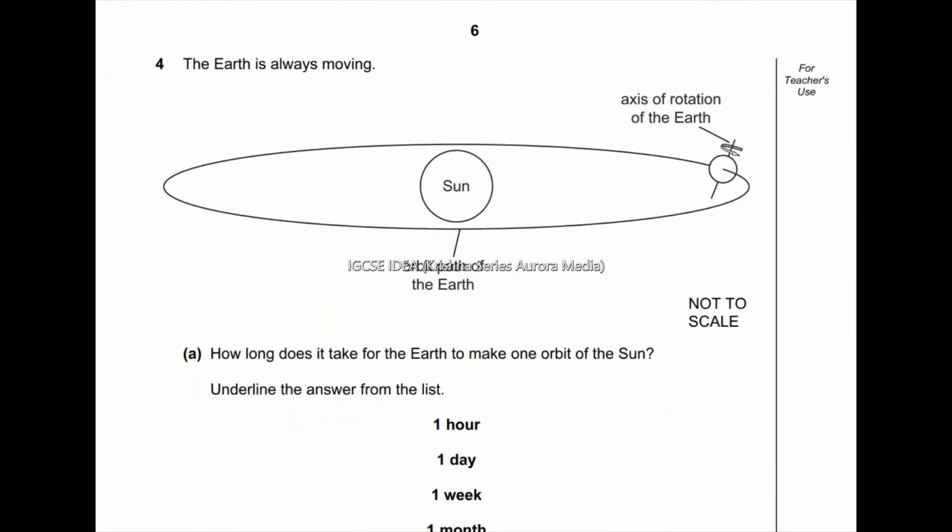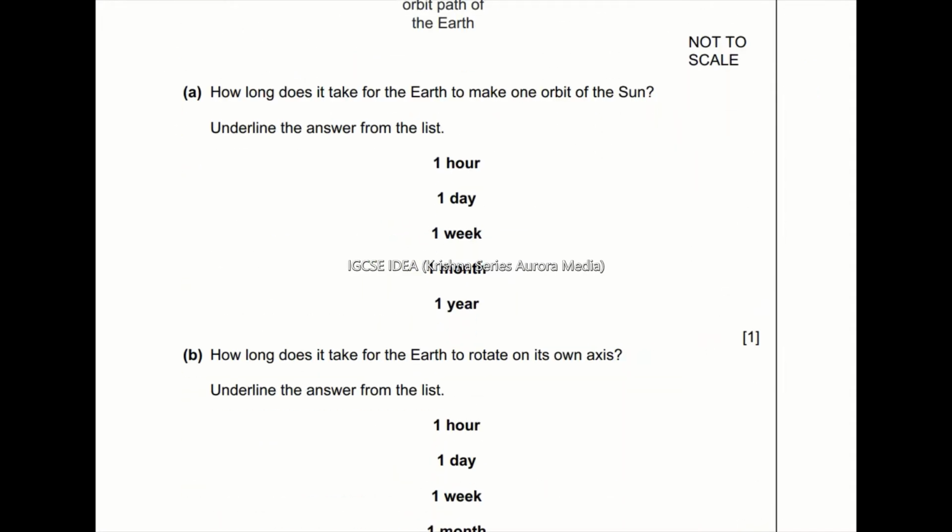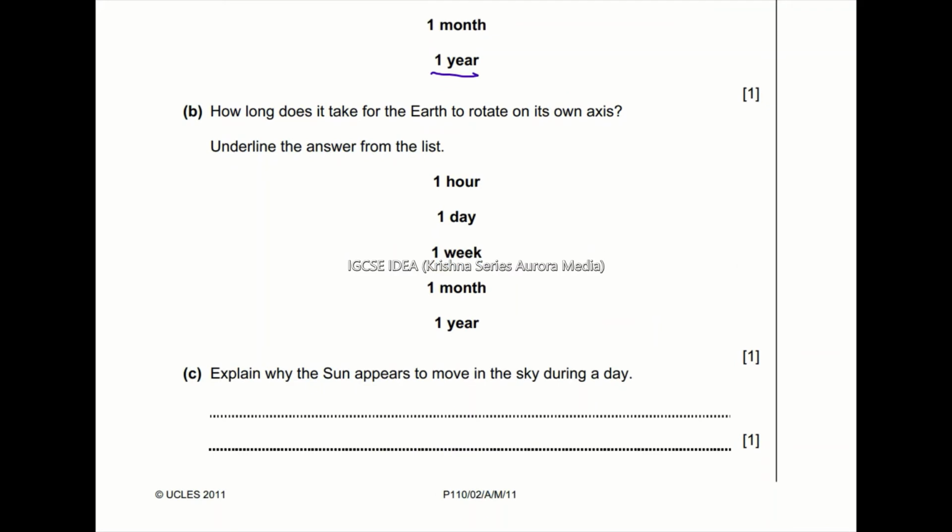Question 4. The Earth is always moving. Yes, the orbit path of the Earth. How long does it take for the Earth to make one orbit of the Sun? Underline the answer from the list. That's 1 year, 365 days.